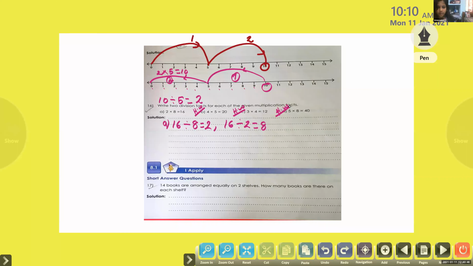Ma'am, have you completed now? Ma'am, I finished the full. Very good. Advaita can read question number 17. Those who haven't got a chance, I will give you a chance in the next class. Don't worry. Okay. Now, Advaita, read.